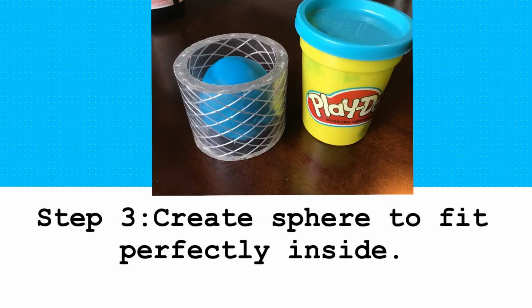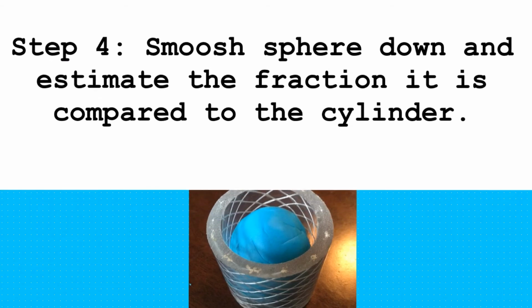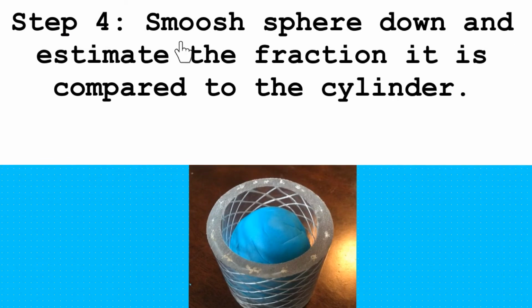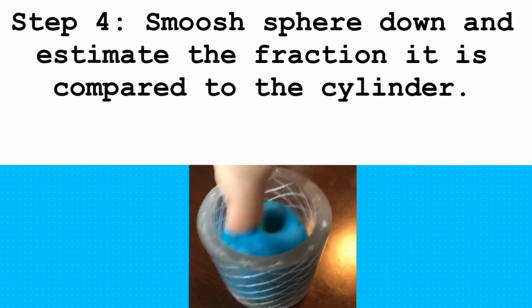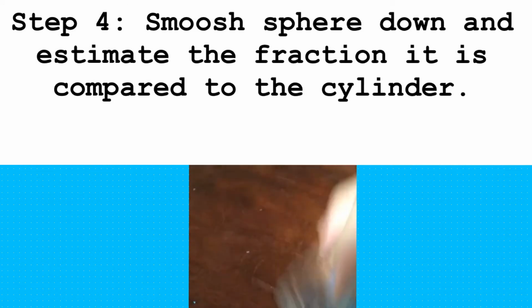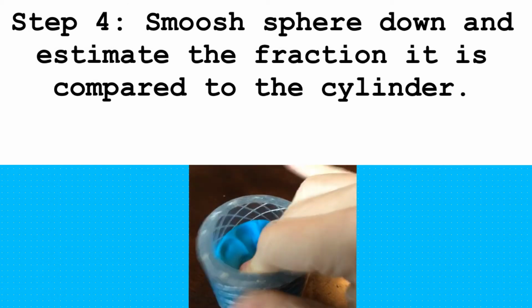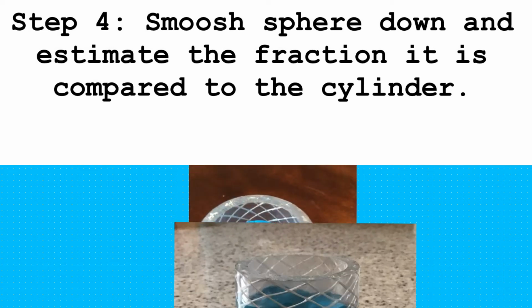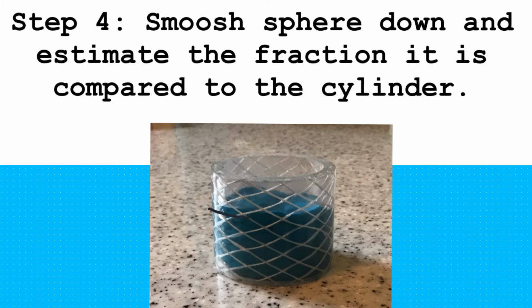So the next step is to create a sphere that fits perfectly inside of the cylinder, like I did here with Play-Doh. Then what we're going to do is smush that sphere down so that there's no gaps, so we can compare the fraction that it takes up compared to the cylinder. Smash it real good. So now, if we take a look at our cylinder, we can see that it fits exactly 2/3 of the way up the cylinder. So let's see how this is going to affect our equation.